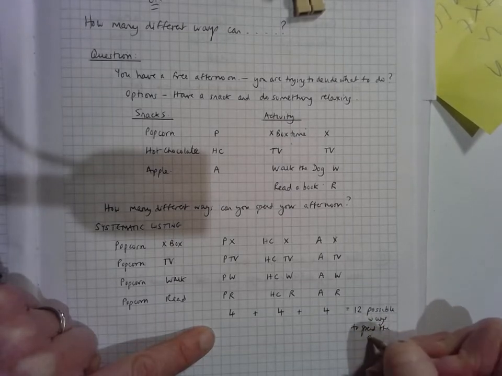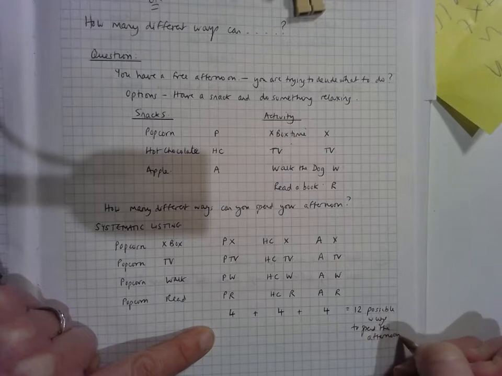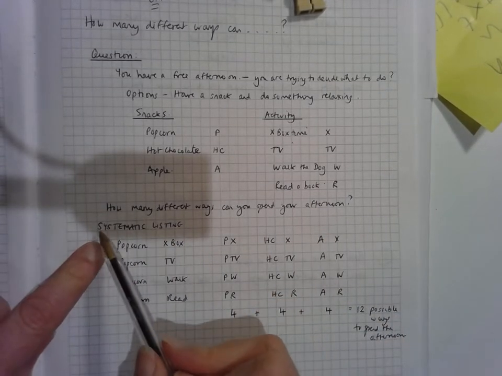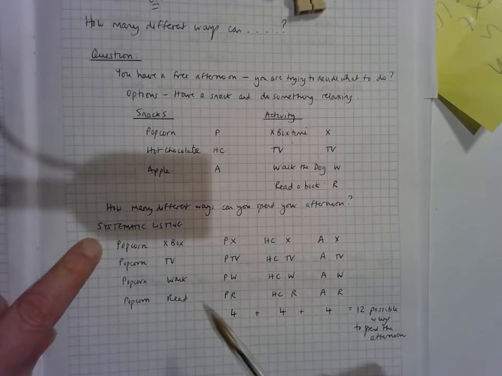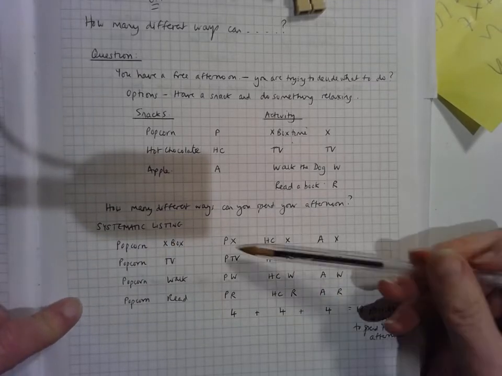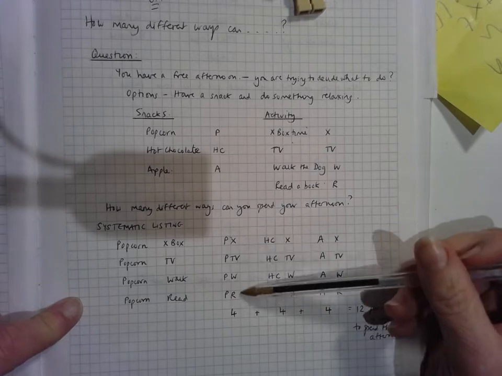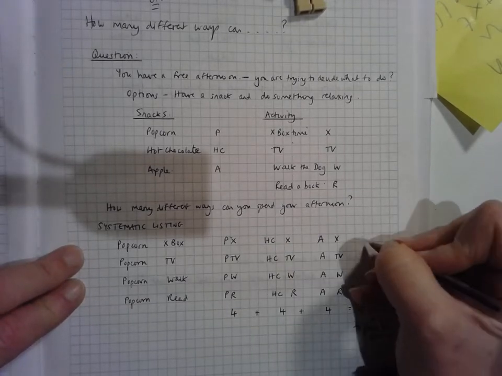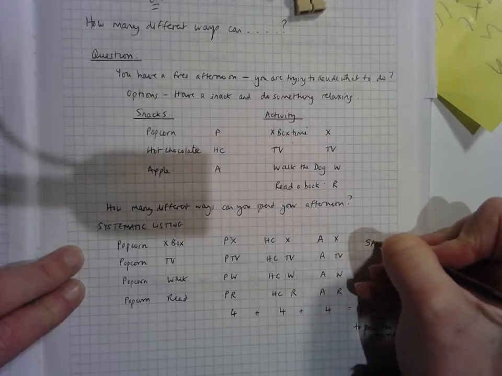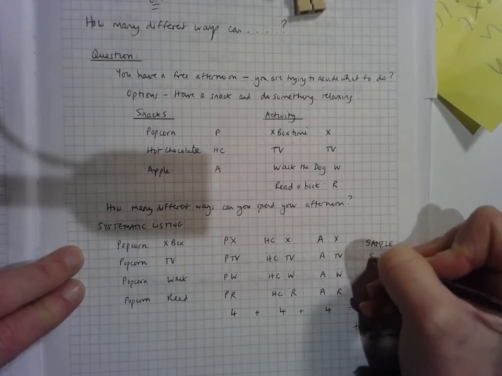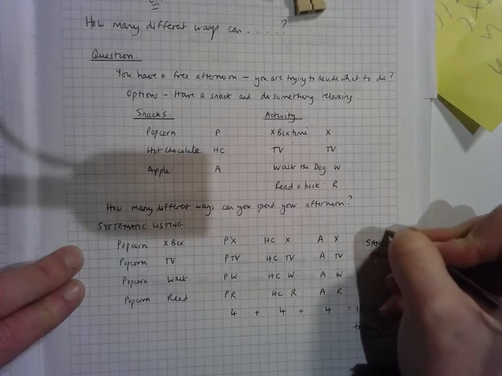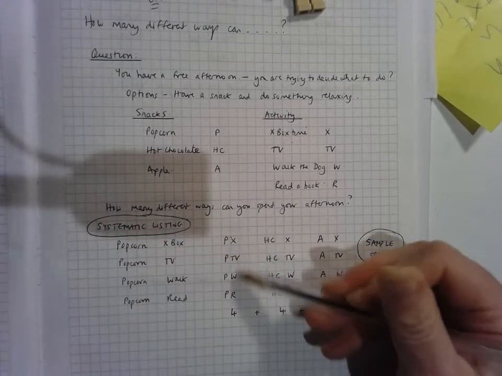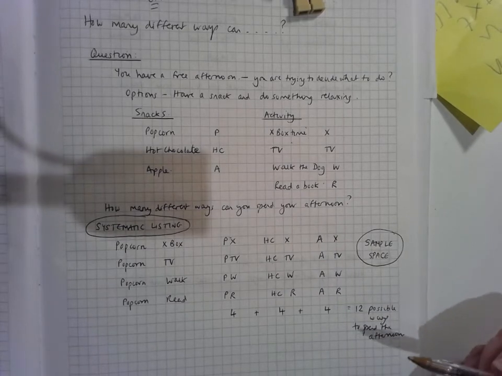Okay, now when we list all these ways, you can see I've listed them in a systematic way. I used a system which was to list the snack and then the activity. That's a systematic way. All these different ways, the 12 possible ways, is called the sample space. The sample space for choosing what I'm going to do for the afternoon. Those are all the ways that I could spend the afternoon.